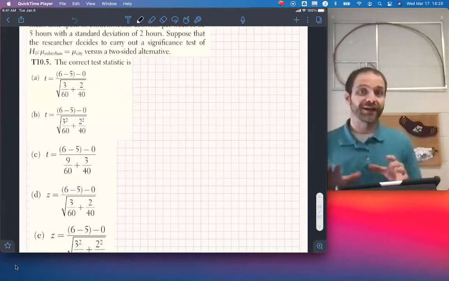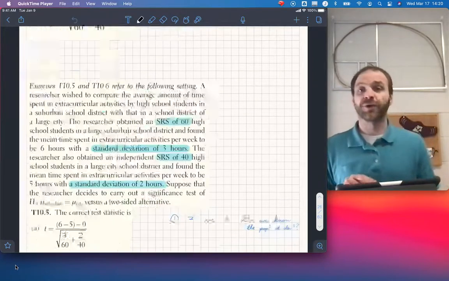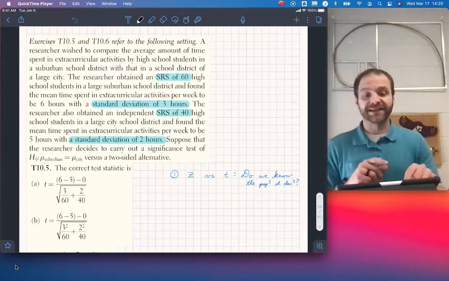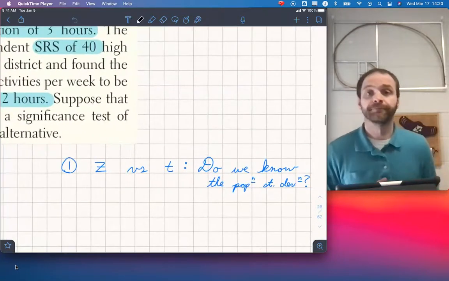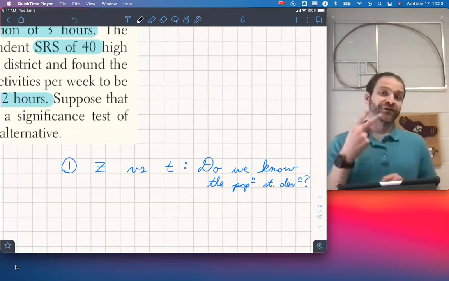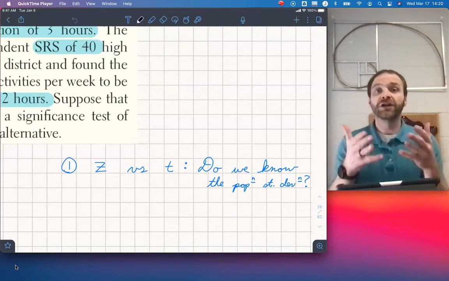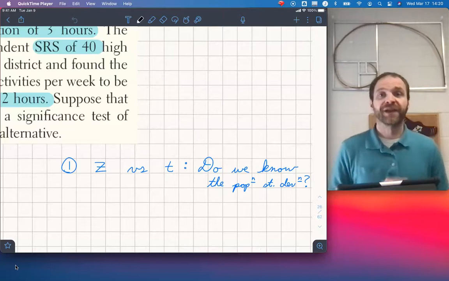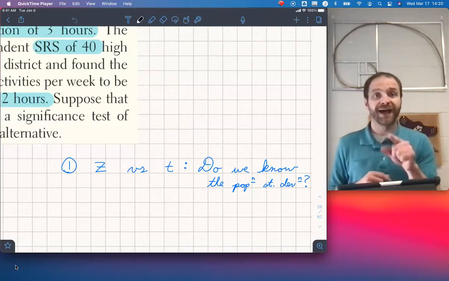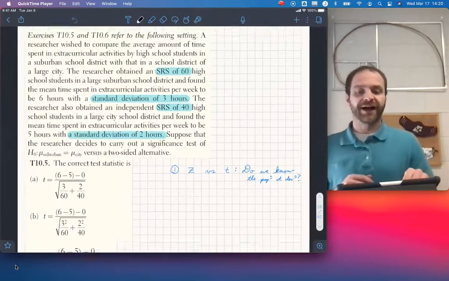So the first thing I'm going to approach this with is the question: am I looking for a Z or am I looking for a T? Because if I do that, I can eliminate either 2 choices or 3 choices. So in other words, do we know the population standard deviation? So when I read this, I'm going to keep that question in mind first. And I already have it highlighted, but I'm going to read it.